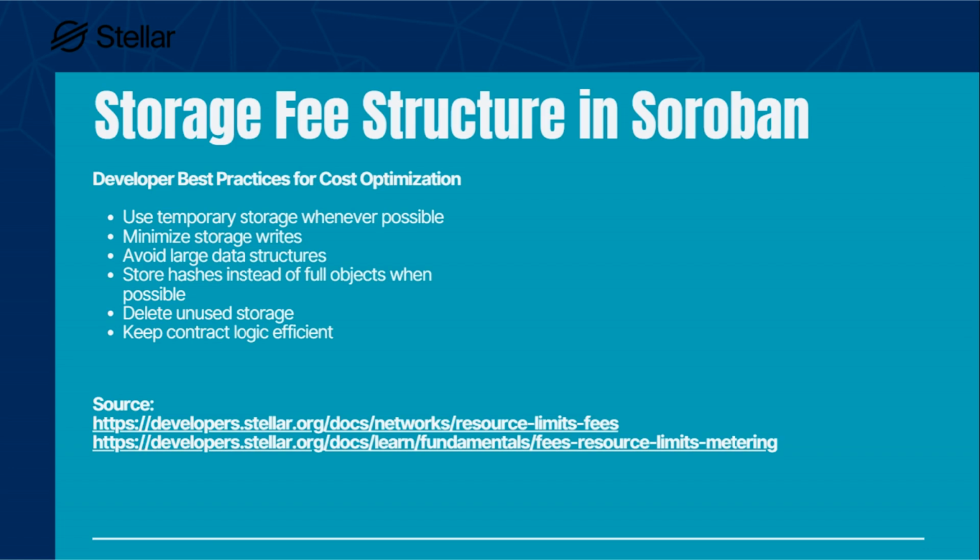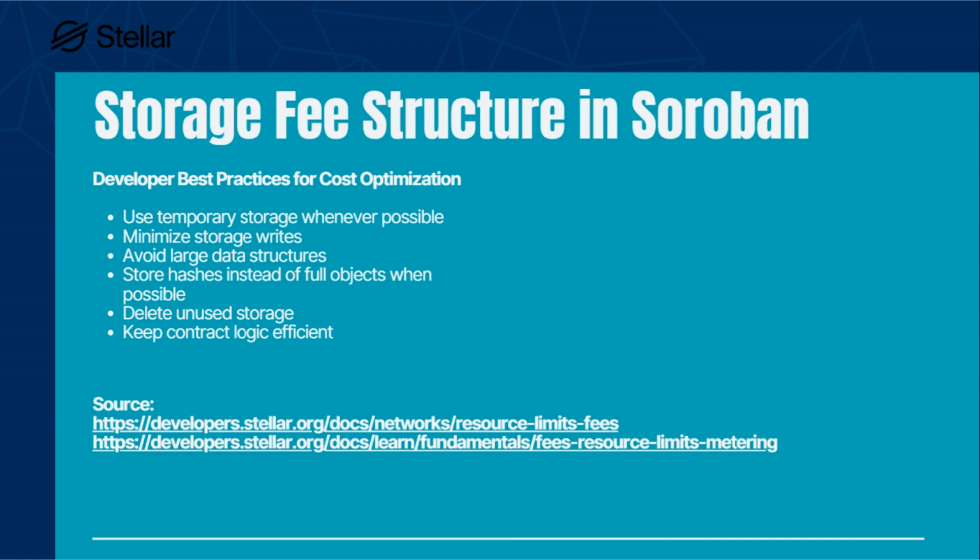Four, store hashes instead of full objects when possible. A 32-byte hash is cheaper than a multi-kilobyte object. Five, delete unused storage. Proactively clean up data you no longer need. And six, keep contract logic efficient. Optimize your code to use fewer CPU instructions.